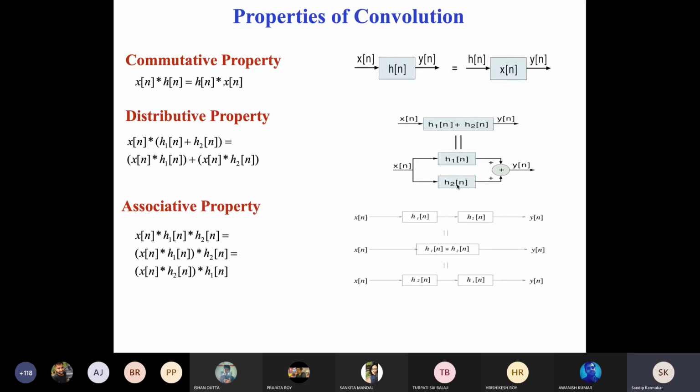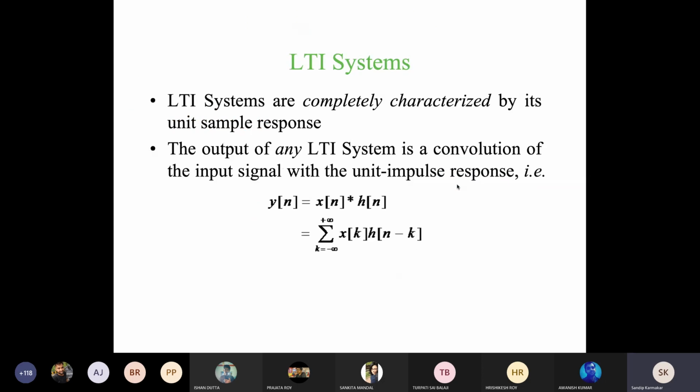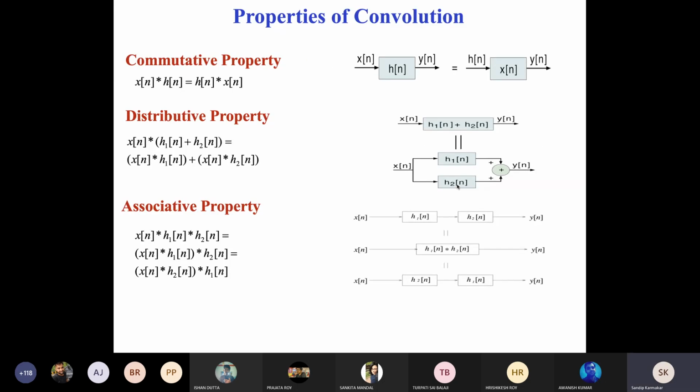Okay, properties of convolution. Commutative property. Convolution means this particular symbol: the sum over k from minus infinity to plus infinity of x[k] h[n minus k], or in continuous time the integral from minus infinity to plus infinity. So, properties of convolution, commutative property, is it correct?